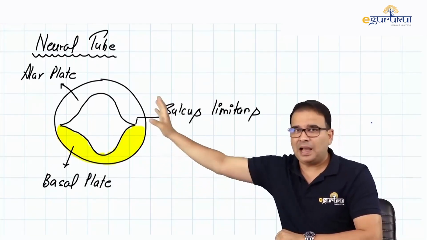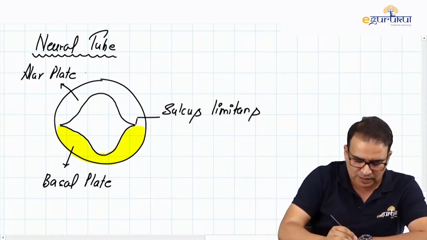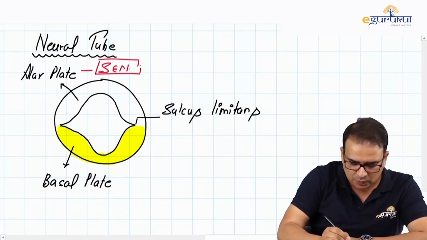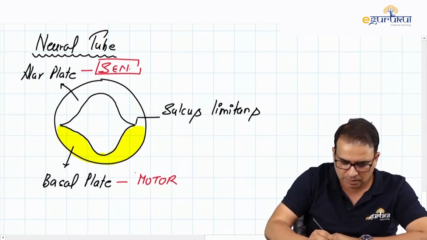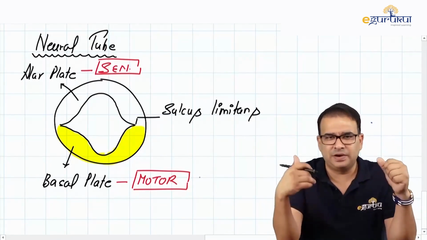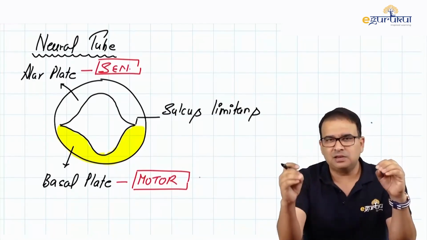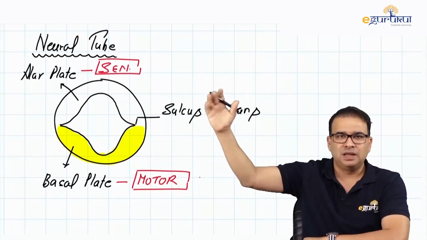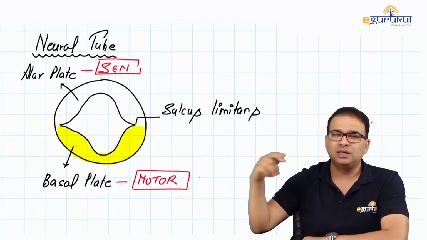Same story here. Alar plate, dorsally present. Please remember this alar plate is a purely sensory plate. Whereas this basal plate which is present ventrally, it is the motor plate. You can remember it from the spinal cord, that spinal cord dorsal horns are sensory and ventral horns are motor. So one thing is clear, that if any cranial nerve nuclei, if any cranial nerve column is developing in the alar plate, it has to be a sensory nucleus or sensory column. And all the motor cranial nerve columns, they will develop into the basal plate.